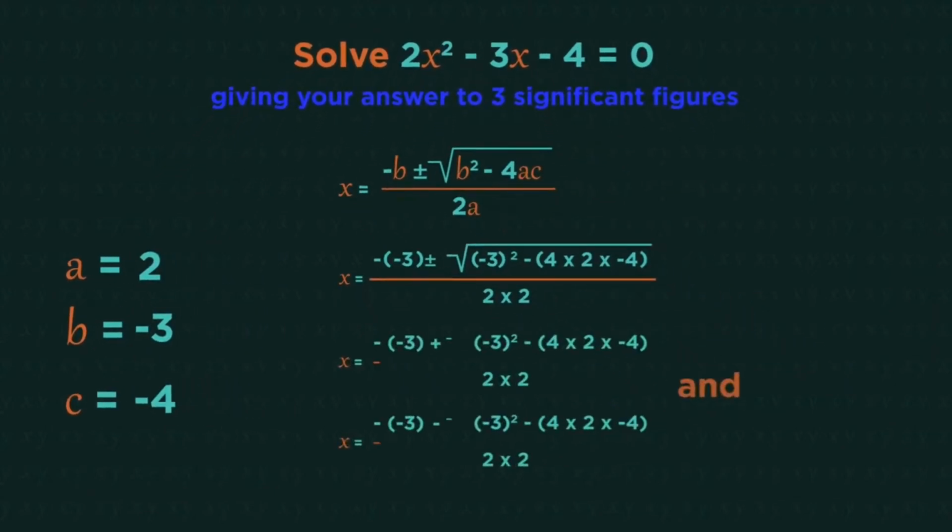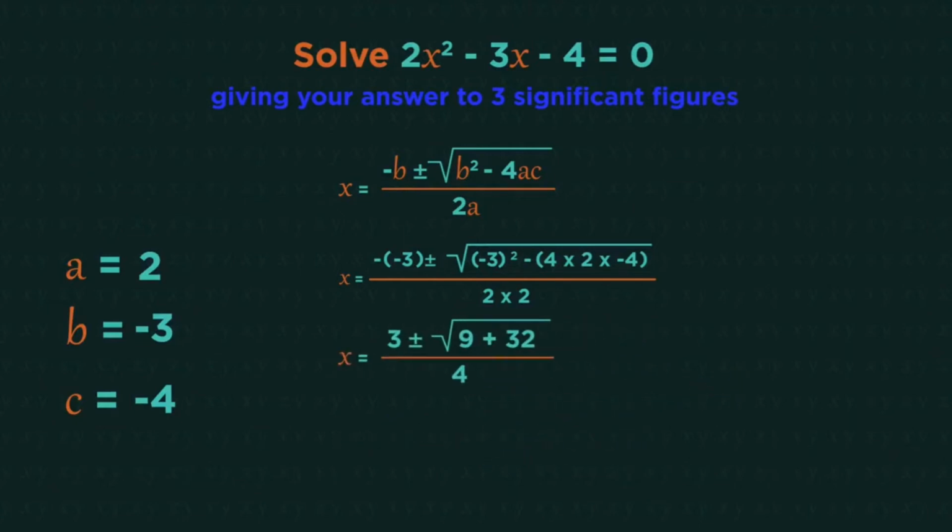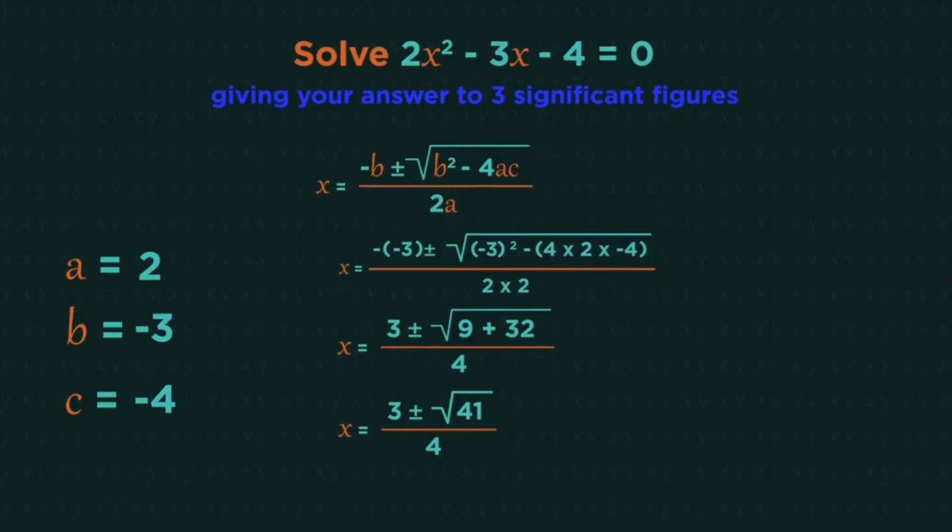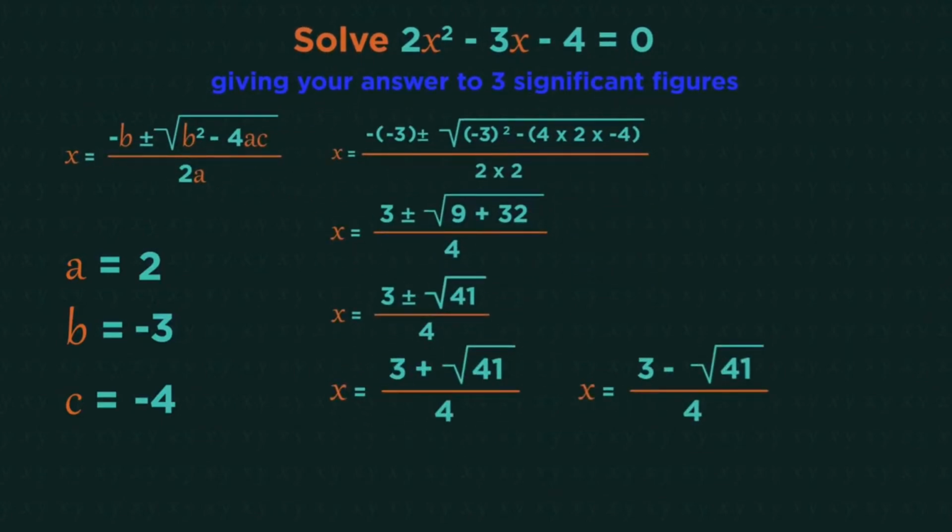We can either type that straight into our calculator. So minus 3 plus everything for one answer. And then to get the second answer, type in minus 3 minus everything. Or we can simplify it a bit further. 3 plus or minus the square root of 41, all divided by 4. And then type this into our calculator.